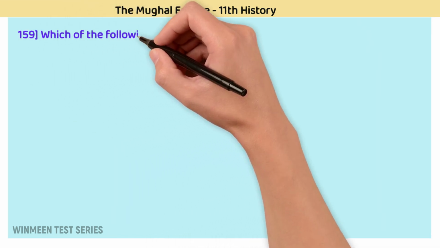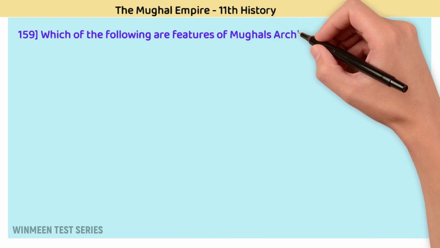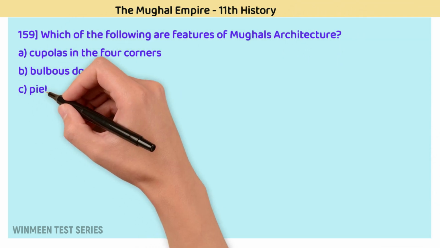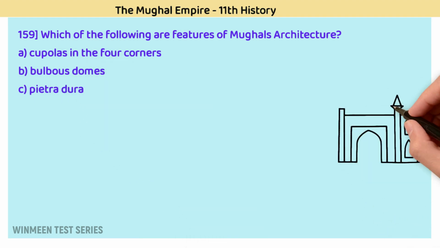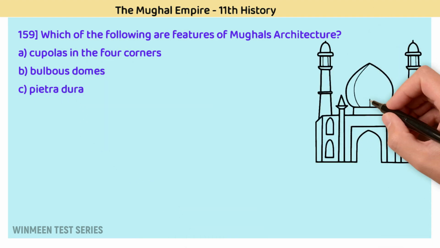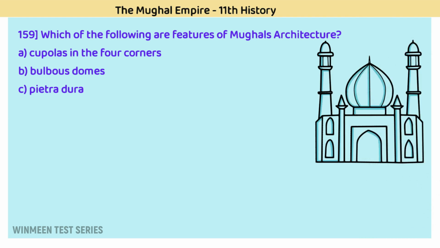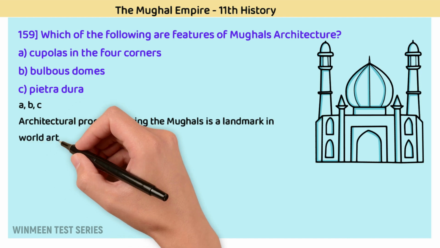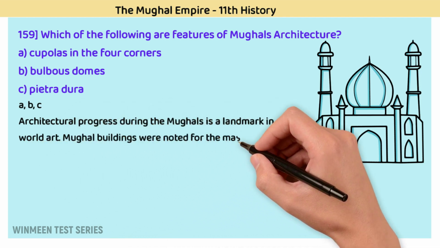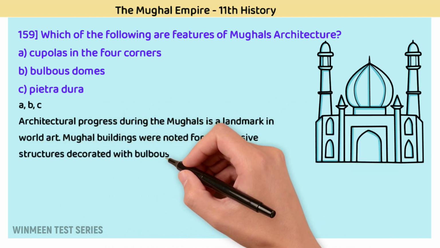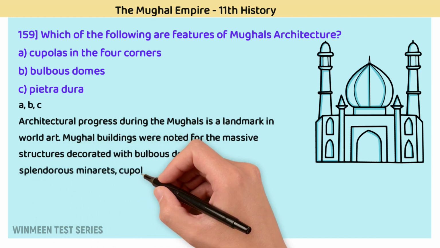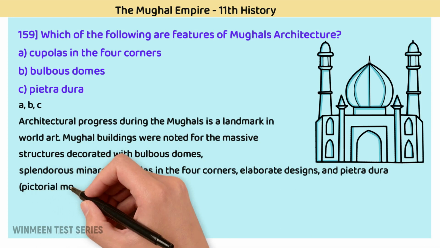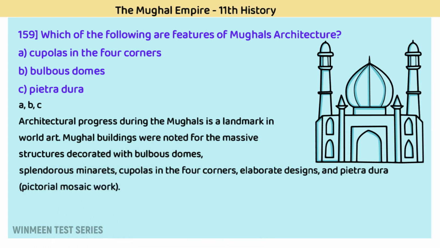Question number 159. Which of the following are features of Mughal architecture? Cupolas in the four corners, bulbous domes, pietra dura. The answer is all the above. Architectural progress during the Mughals is a landmark in world art. Mughal buildings were noted for massive structures decorated with bulbous domes, splendorous minarets, cupolas in the four corners, elaborate designs, and pietra dura, which is a pictorial mosaic work.